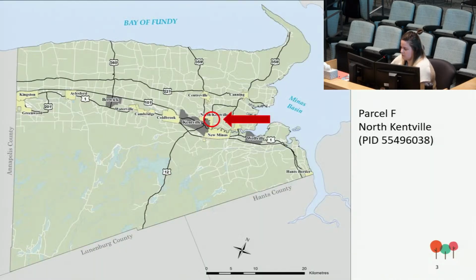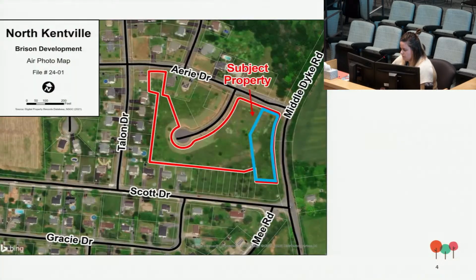So this is the map of the municipality. The red circle indicates the general location of the subject site within the community of North Kentville. This is an aerial image of parcel F, which is outlined in red. The whole of parcel F is 4.8 acres in area, and the parcel has street frontage to Airy Drive to the north, Middle Dyke Road to the east, and Aquila Court, which is the cul-de-sac which extends into the site from Airy Drive. The area of parcel F proposed to be rezoned is shown in blue and is 1.1 acres in area and has street frontage to Middle Dyke Road and Airy Drive.